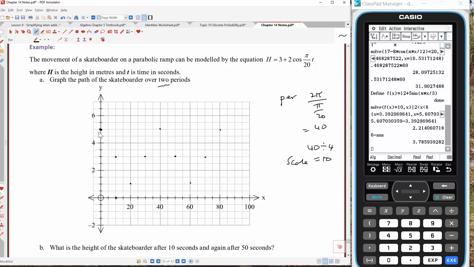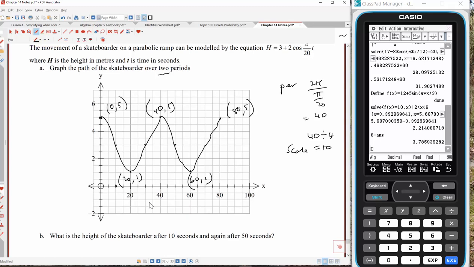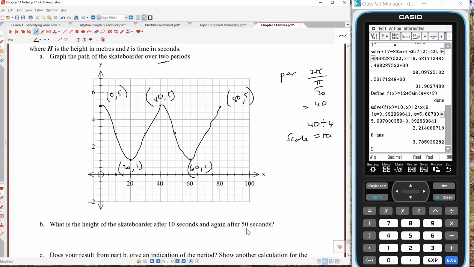All right, let's see what this skater does. Okay, so goes down and up, and has another pop at it. Okay, so again, excuse the wobbly graph. Let's label all key features. So 0, 5, 20, 1, 40, 5, 60, 1, endpoint 80, 5. What's the height of the skateboarder after 10 seconds and again after 50 seconds?